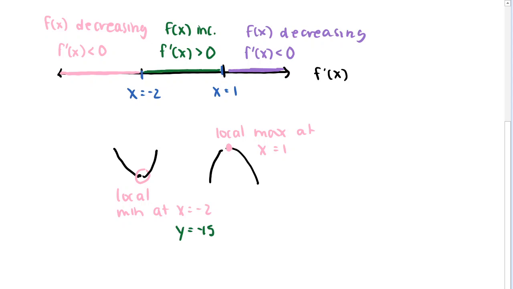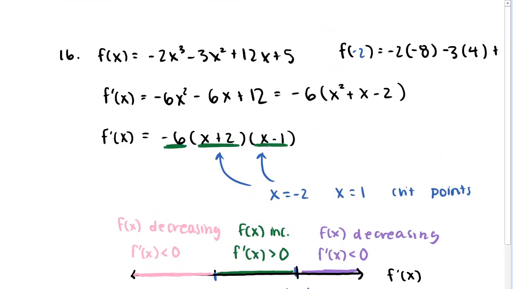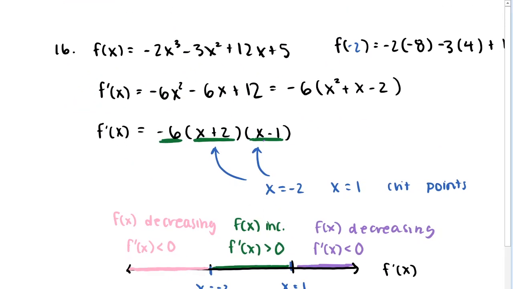And if we do the same thing to find the y value at x is equal to 1, well, we just have to plug in 1 into this function. And here, if I plug in 1 into our function, then we're just going to add up the coefficients, right? Negative 2 times 1 cubed, that's just negative 2. Negative 3 times 1 squared is just negative 3. 12 times 1 is just 12. So we're just going to add up the coefficients, and this is negative 2 minus 3 plus 12 plus 5.